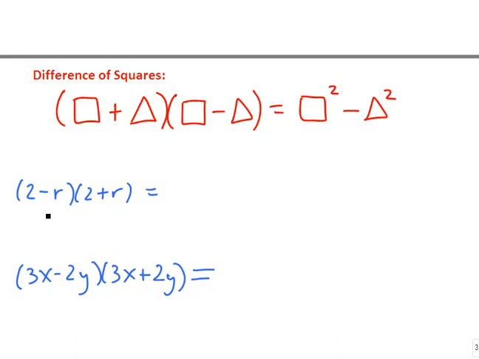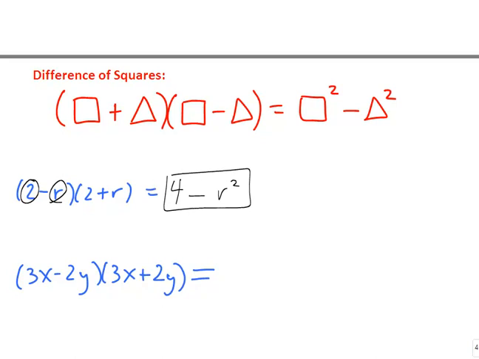So for example, if I have 2 minus r times 2 plus r, I am going to recognize that it's a difference of squares pattern because the stuff in parentheses is identical except for the opposite signs. So to get my solution very quickly, all I have to do is square the 2, which makes it 4, square the r, which makes it r squared, and there's no middle term, so I don't have to worry about that, and it's a difference between our two squares, and we're done.